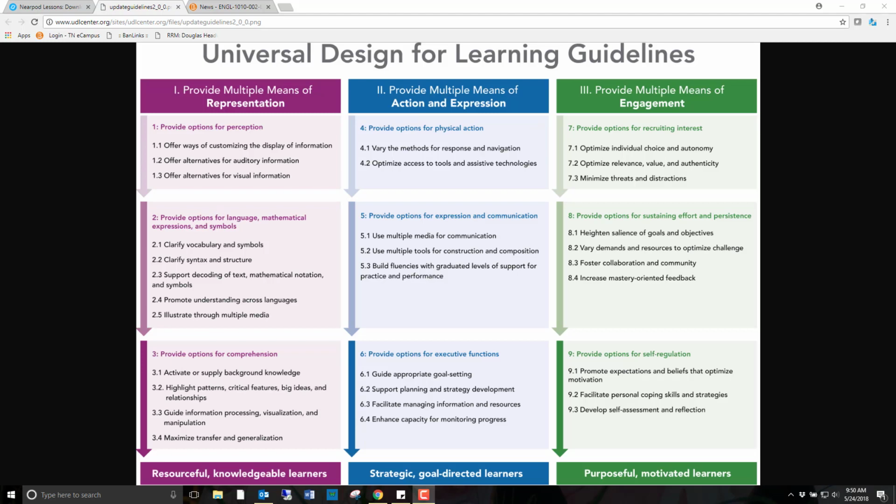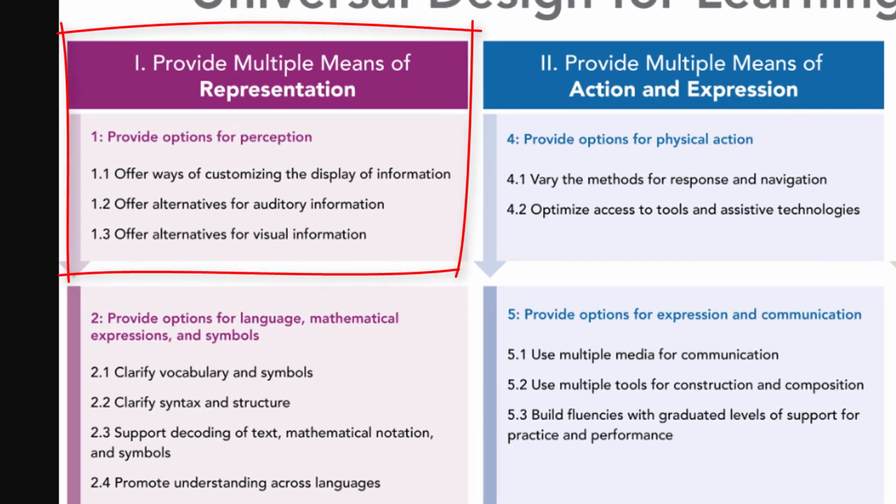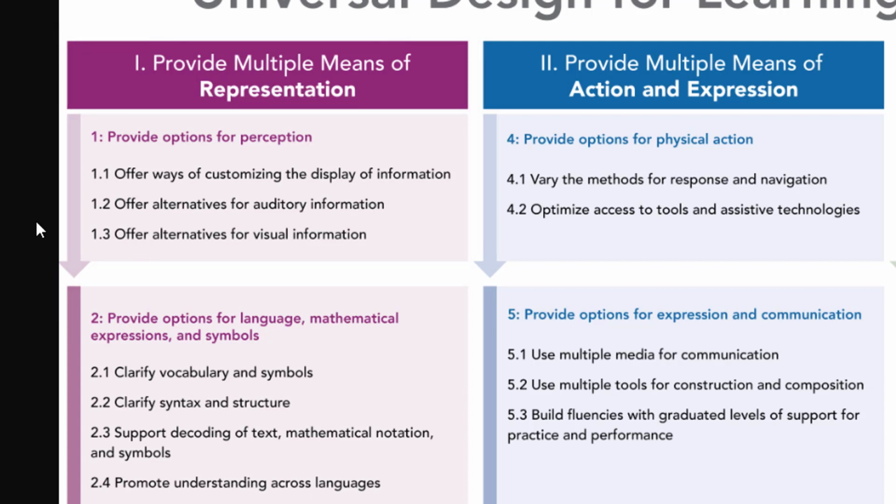This video is intended to discuss the first part of Universal Design for Learning, that is, providing multiple means of representation. Today we're going to talk about number 1 under this column, provide options for perception. Primarily, we're going to discuss offering ways to customize the display of information, offering alternatives for auditory and visual information.